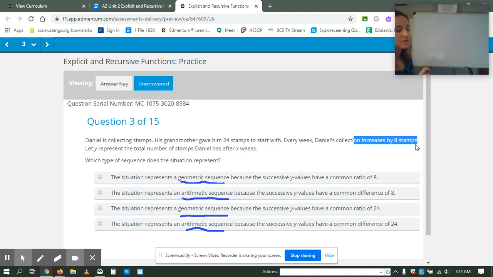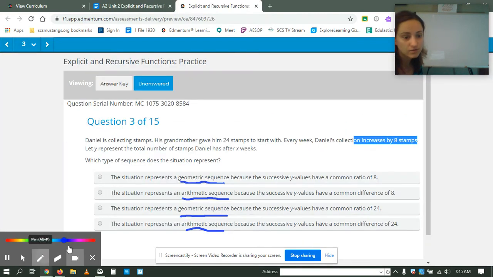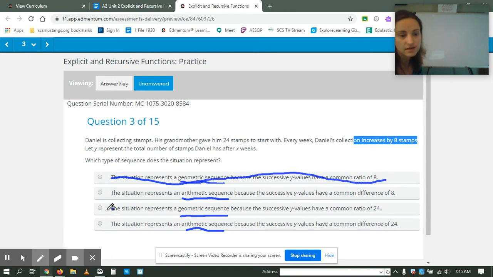It's the same amount every single time that it's going to increase by, and it's always going to be predictable. So that makes this what we talked about in that last lesson, a linear. So if we look back, linear matches up with arithmetic. So I can go through and automatically cross out all of the ones that are going to be geometric.